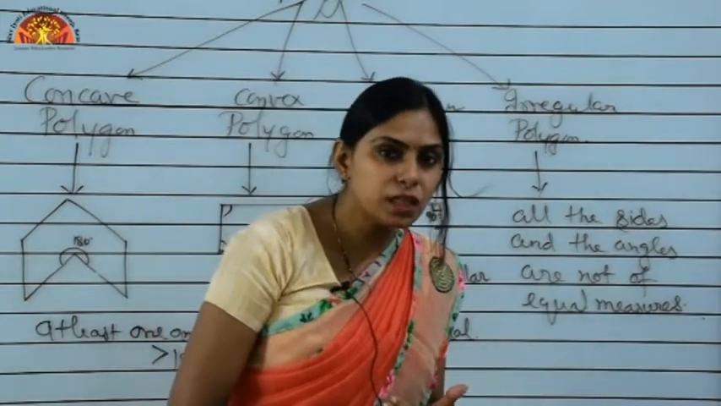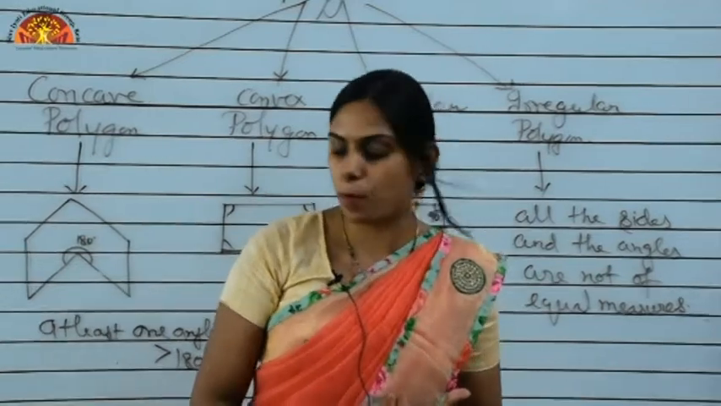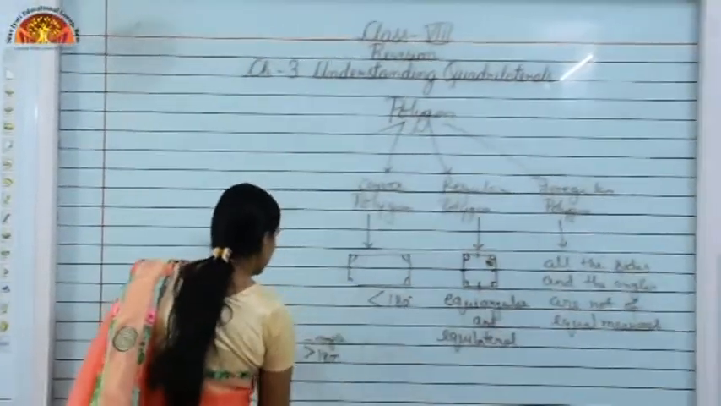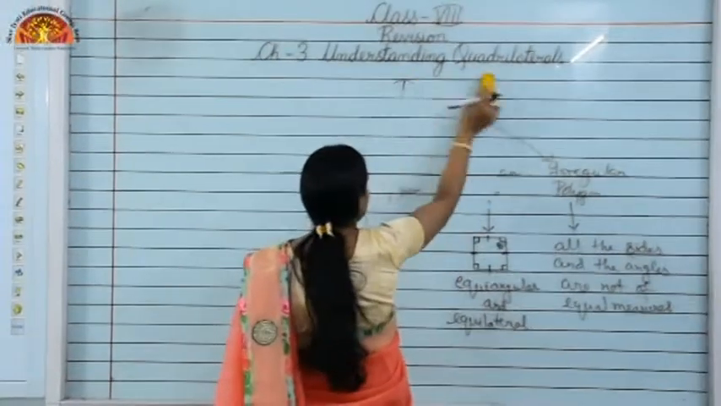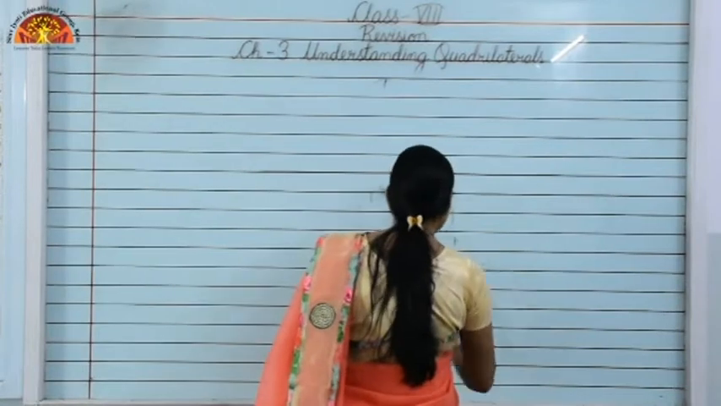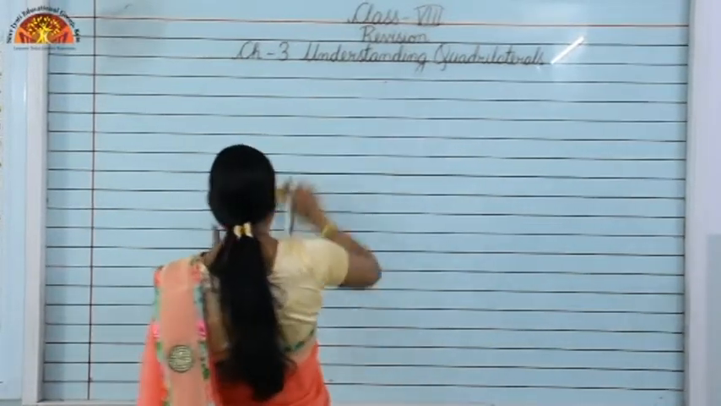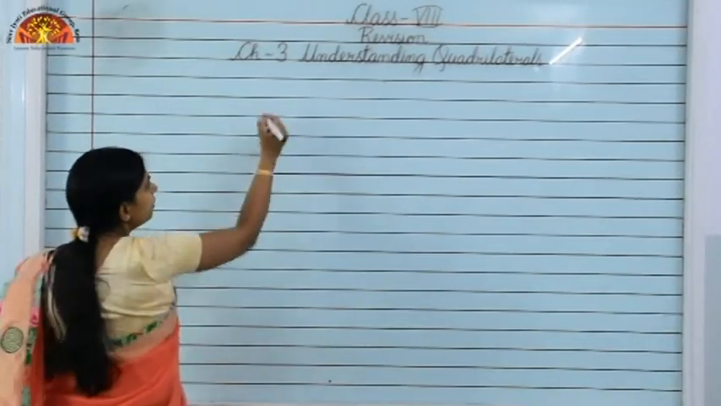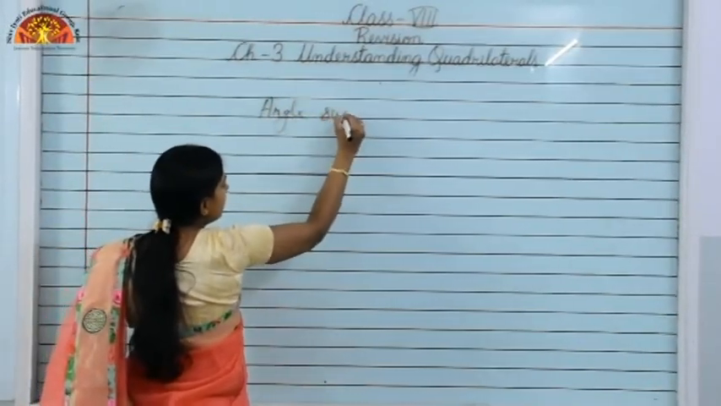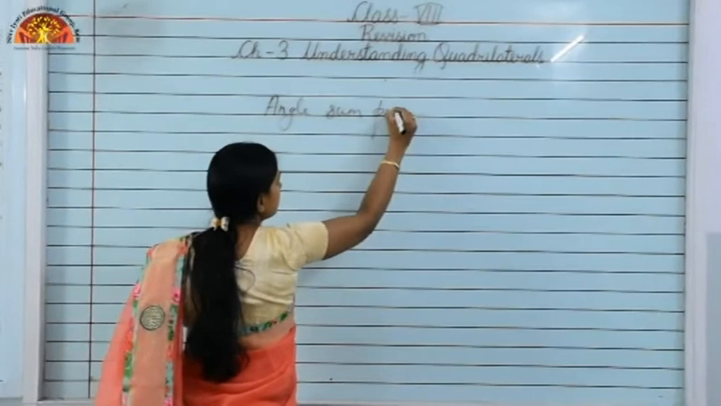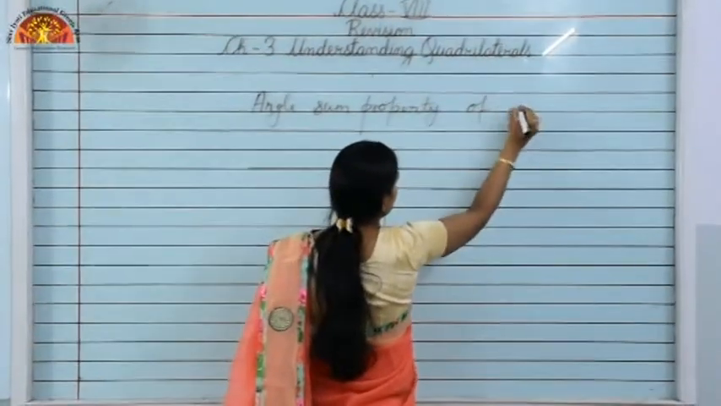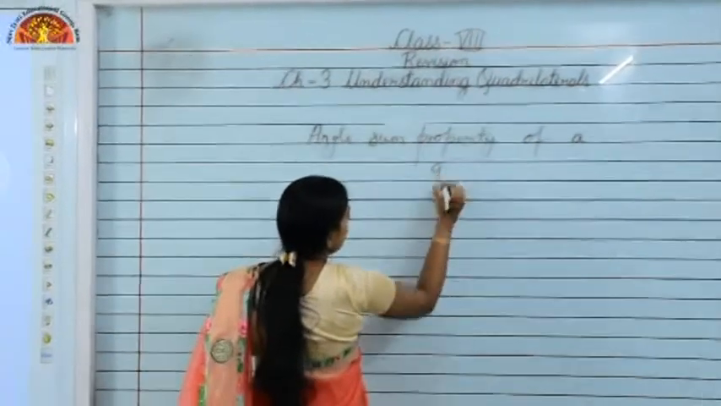Now let's move to another topic, that is the angle sum property of a quadrilateral. Now what does the angle sum property of a quadrilateral say? So just see here, we will now study the angle sum property of a quadrilateral.